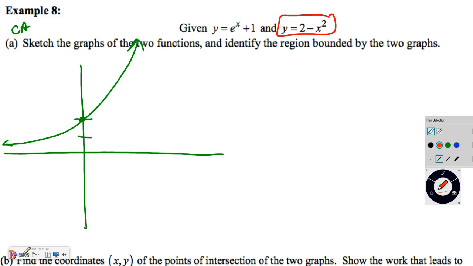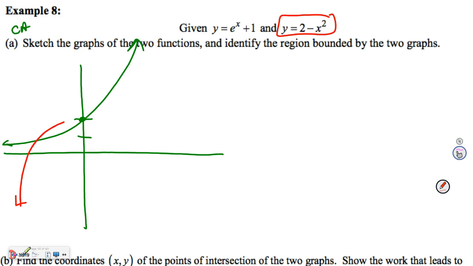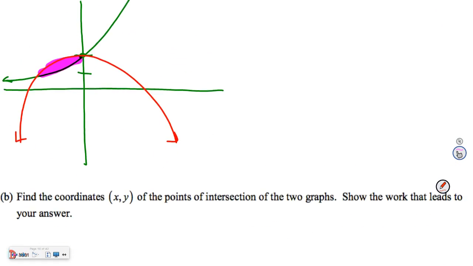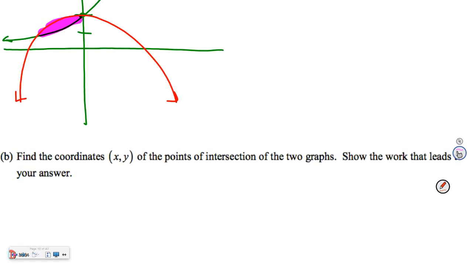You get very sleepy. What does the y equals 2 minus x squared look like? What's its graph look like? It opens down. Yeah, it's a parabola. It opens down and it hits at 0, 2. So notice I made a fairly big graph because my area in question is that tiny little sliver right there. That's all I had to do for part A was sketch it and indicate the region. That's good enough. Part B just says find the coordinates of points of intersection.